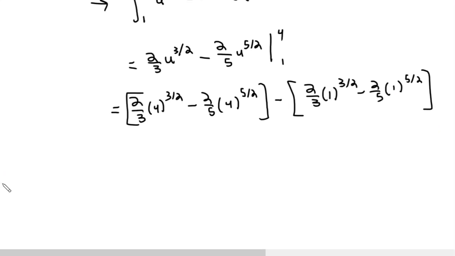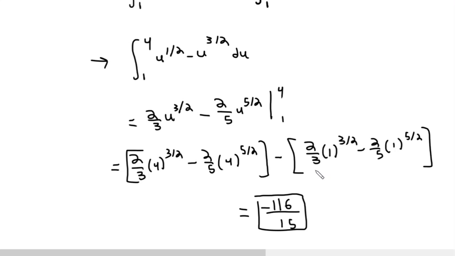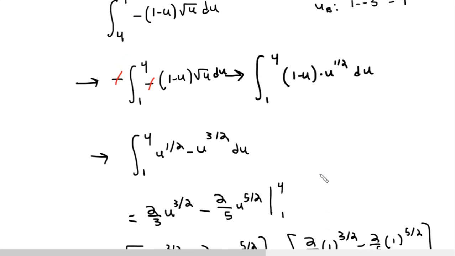And if we do all of these calculations, we're going to get negative 116 over 15. And that's my answer for that one right there. So a little tricky, a little difficult, but definitely nothing we can't handle. That's really all there is to this one.